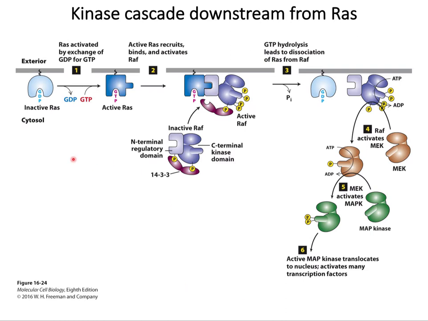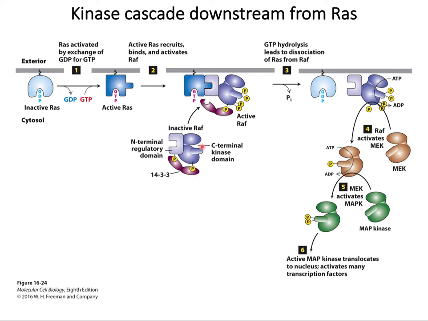So now let's take a look at what happens downstream of RAS. Once you have activated RAS in the membrane, which is step 1 in this slide, then active RAS can recruit and bind another kinase known as RAF. Now, the RAF is normally in an inactive state in the cytosol, as shown in here, and it is bound with an inhibitory protein called 14-3-3.